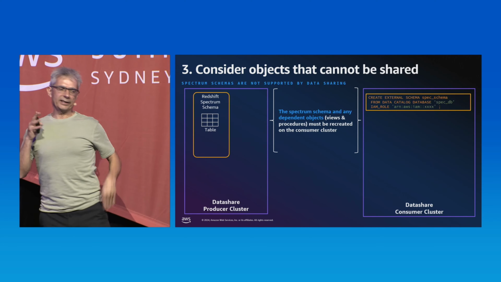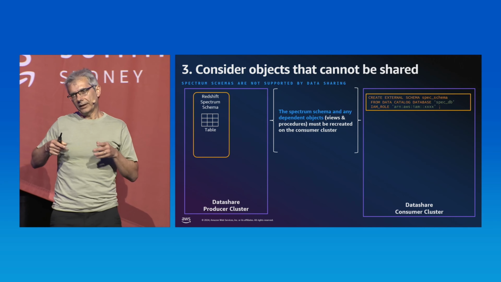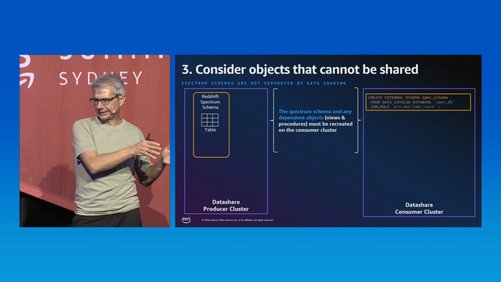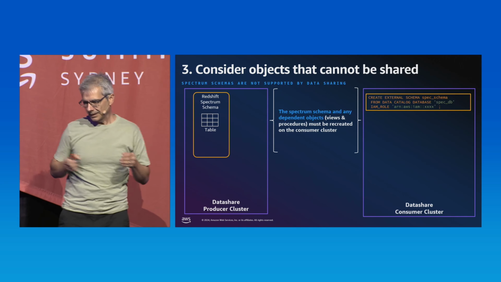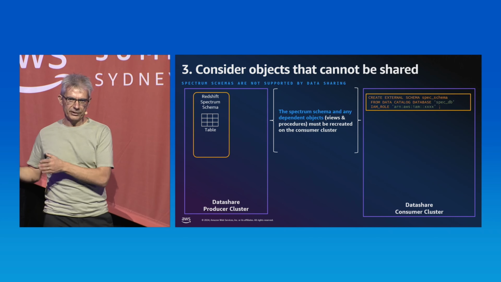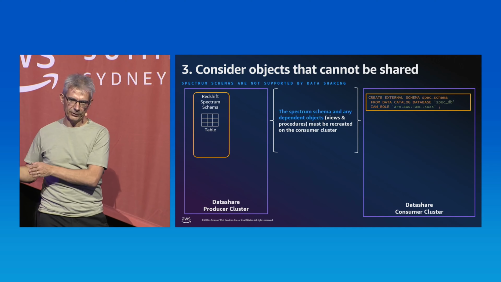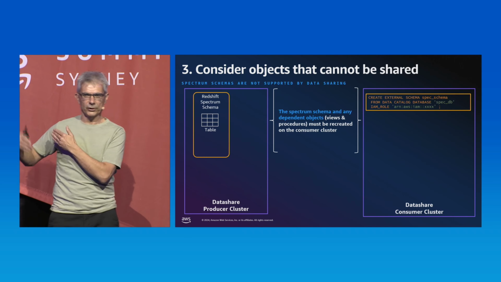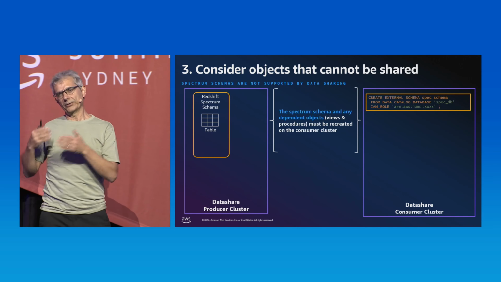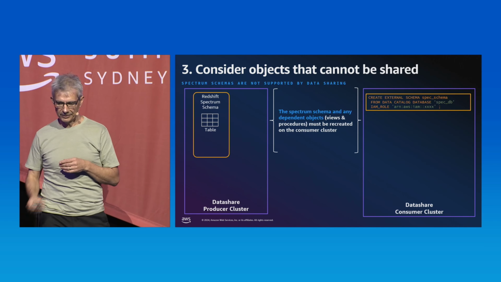Now, you also have to really pay very careful attention to what objects cannot be shared. So I previously mentioned that in our Gene data lake, we make extensive use of Spectrum to go back and access data that sits on our S3 sourcing layer. Now, unfortunately, Spectrum is not currently supported by Redshift data sharing. So if you want to access Spectrum data on your consumer cluster, you need to recreate that external Spectrum schema on the consumer cluster. Now, that's not too much of a problem, since it's only a simple single SQL statement, and then you have access to all the tables within that Spectrum schema.